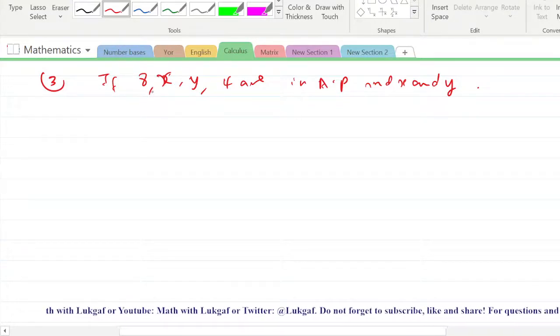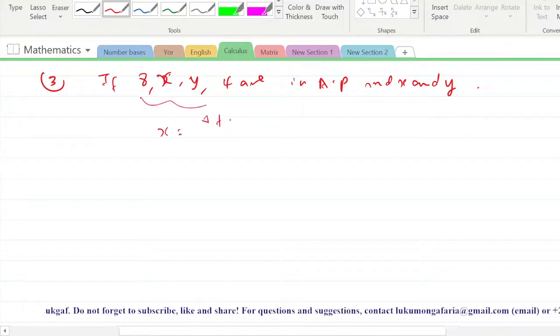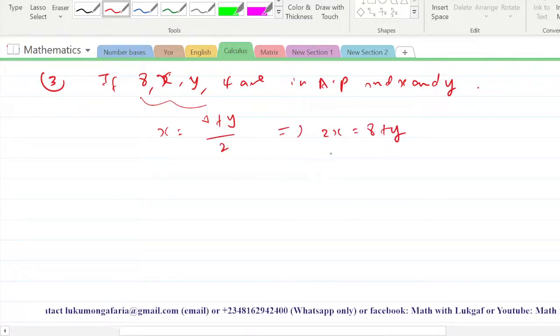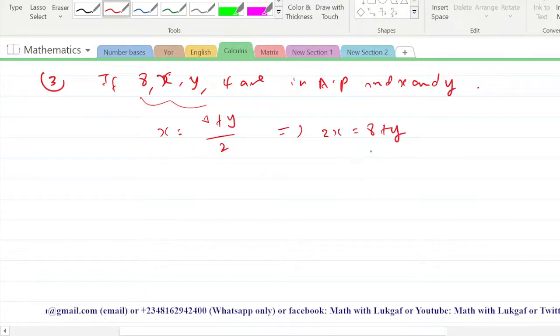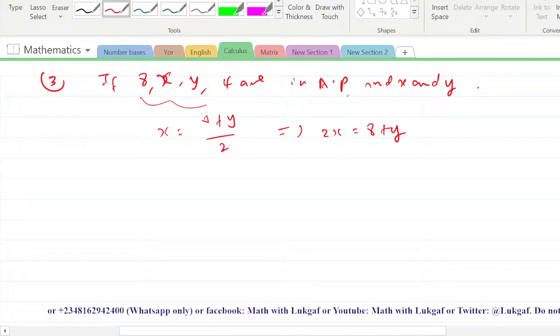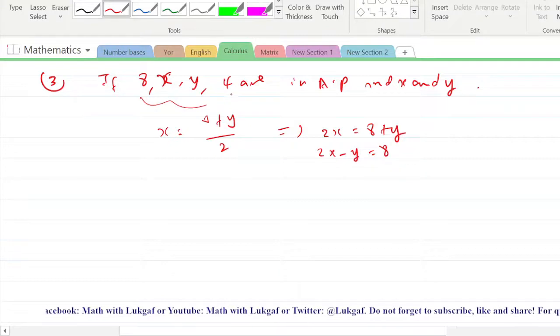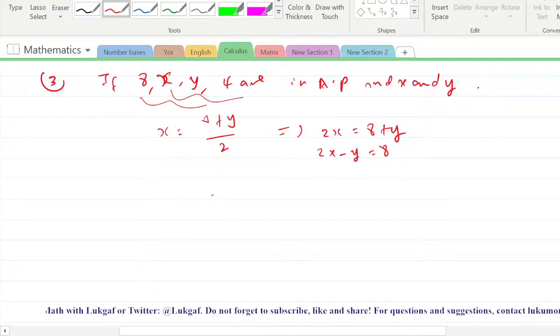Remember, for arithmetic progression, if you have three consecutive terms like this, then the middle one, which is x here, is the same thing as the sum of the first and the last one divided by 2. So this is like 2x equals 8 plus y, which is the same thing as 2x minus y is equal to 8. You understand? Likewise, if you consider the last three consecutive terms as well, then you can say y is the same thing as x plus 4 divided by 2.